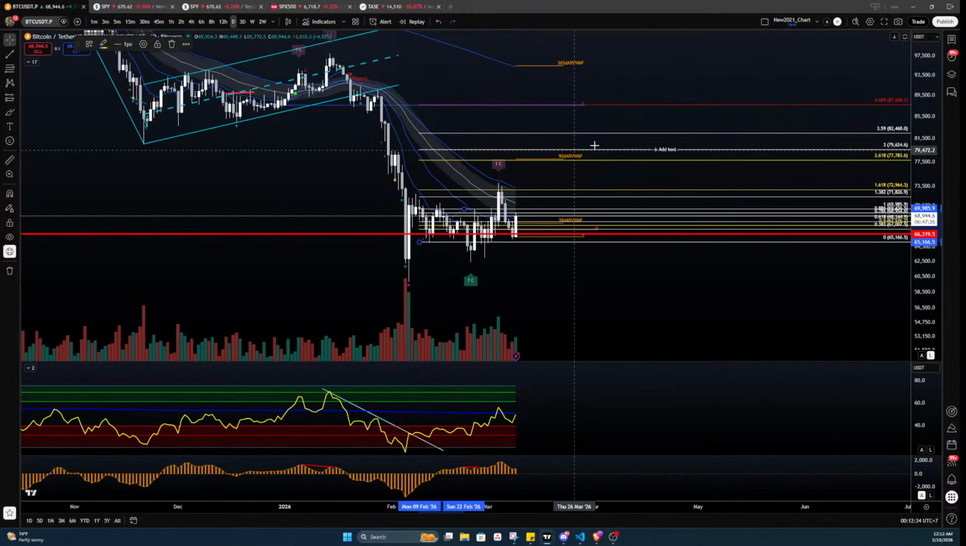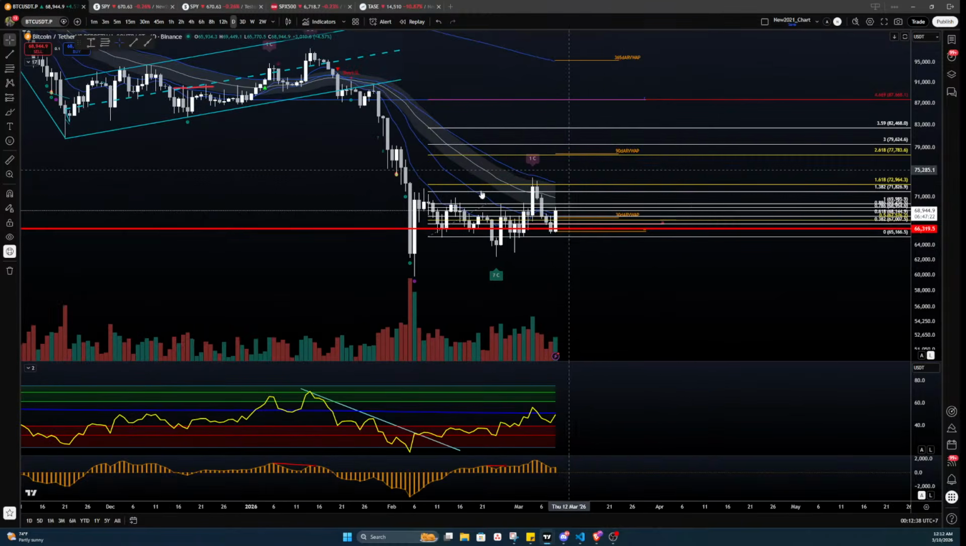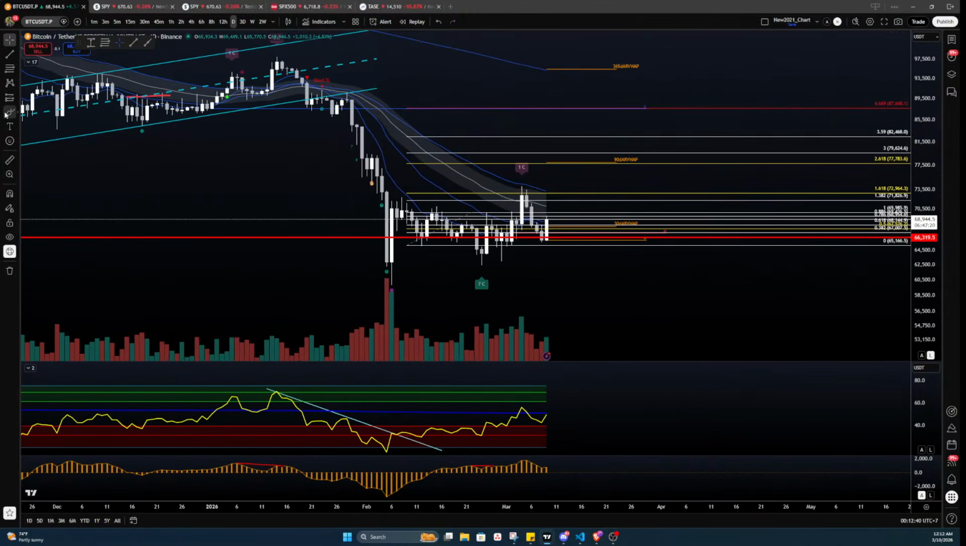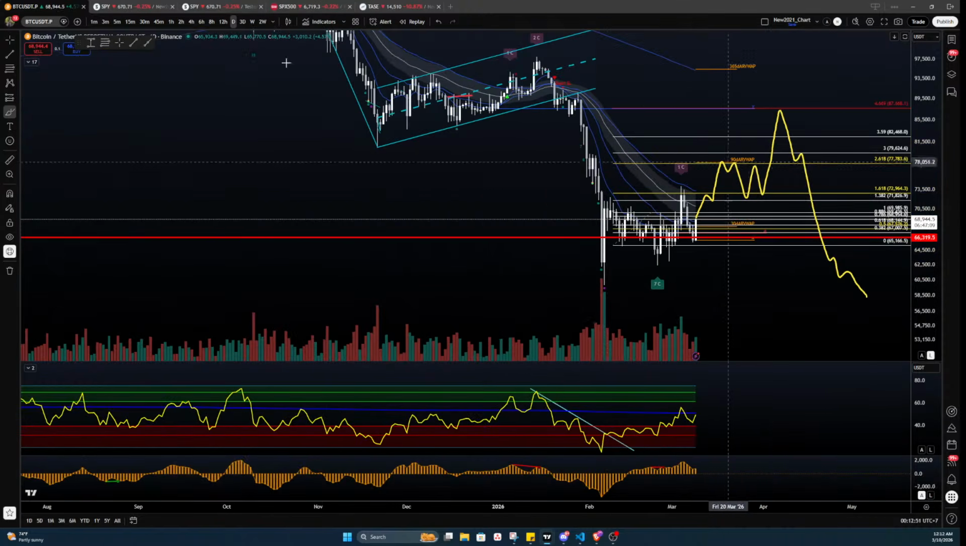Trying to see if we could, yeah, so this points to 87 and then at 77. So that could happen. You could get a move like this and then something like this and then that last bit and then it rolls over again and then you get some kind of range.